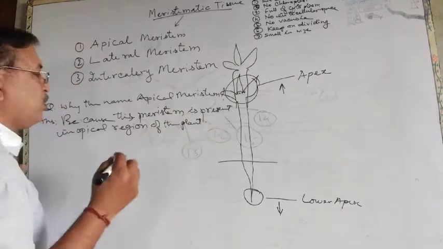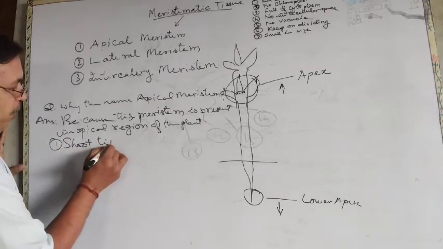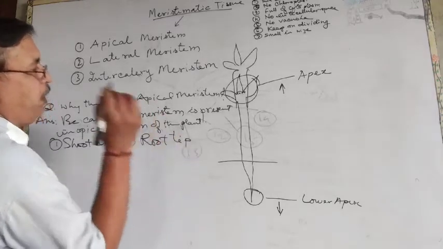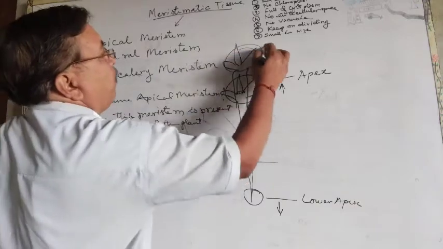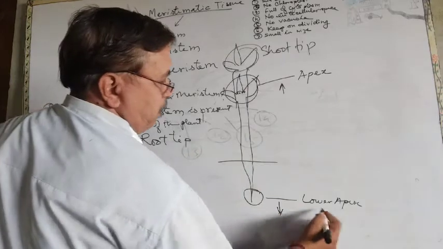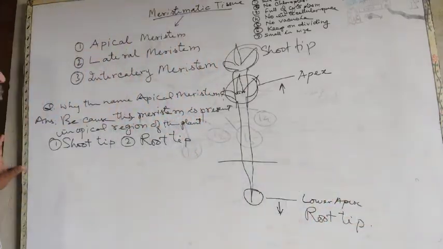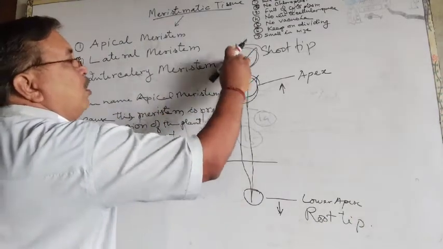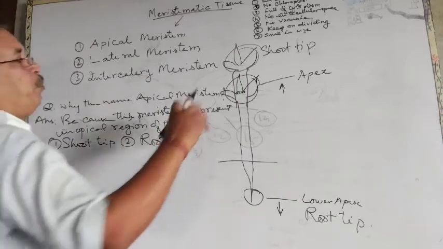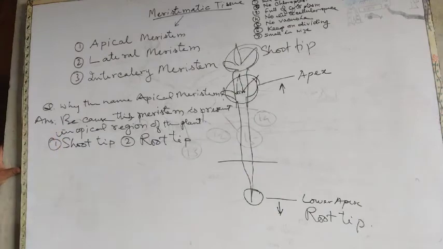What are the apical regions of the plant? One, the shoot tip, and the second one is the root tip, right? So this is the shoot tip, and this lower apex is called the root tip. So apical meristem is simply the meristematic tissues present in the apical region of the plant body. They are called apical meristem.